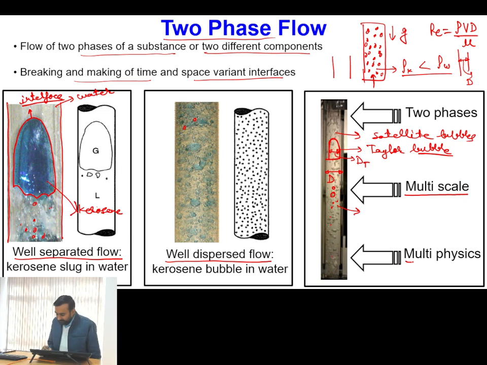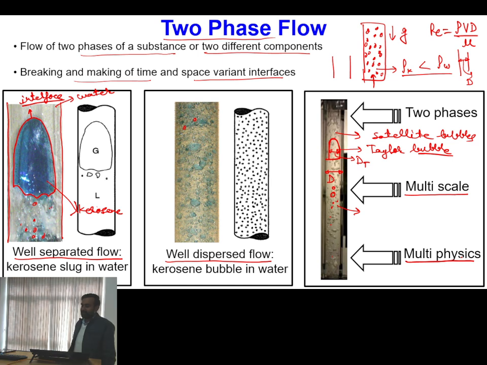And this is the reason this problem can be called a multi-physics problem. Why multi-physics? Because the water that is flowing has some dynamics, the larger bubble has different dynamics, and the smaller bubble has different dynamics. Each of the components is behaving differently. That is the reason this problem can also be called multi-physics.